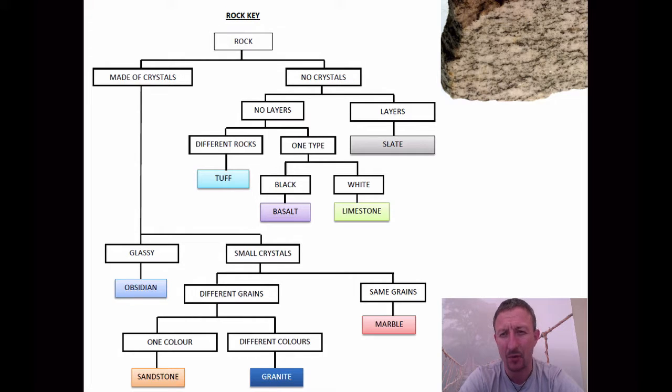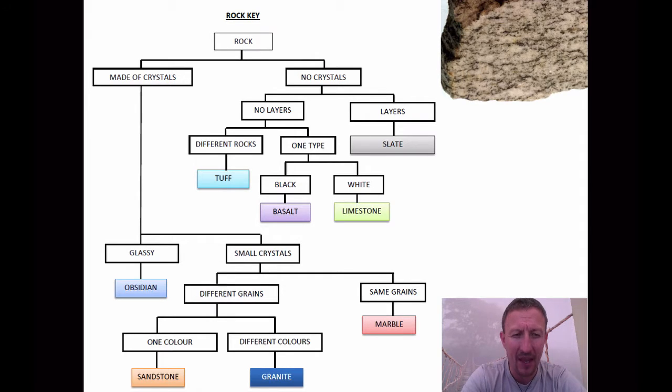Okay, so here's our sample. We've got no idea what this sample is, so obviously we've got a rock, and the question we've got to ask is, is it made up of crystals or no crystals? If we look very closely, you can actually see some crystals present, so we're going to follow the left-hand path. The left-hand path is made of crystals, so we follow from made of crystals down, and we rule out anything to the right-hand side.